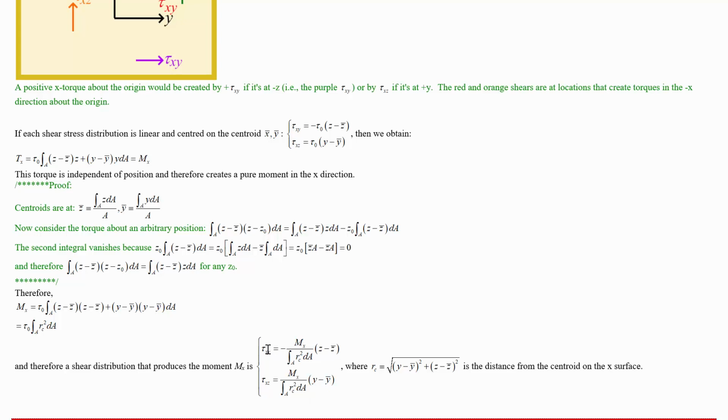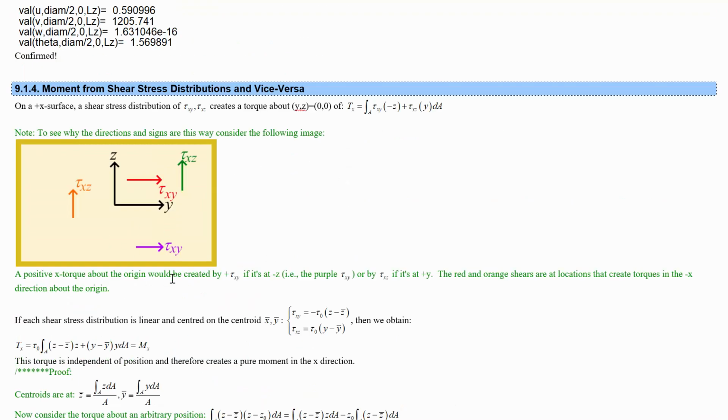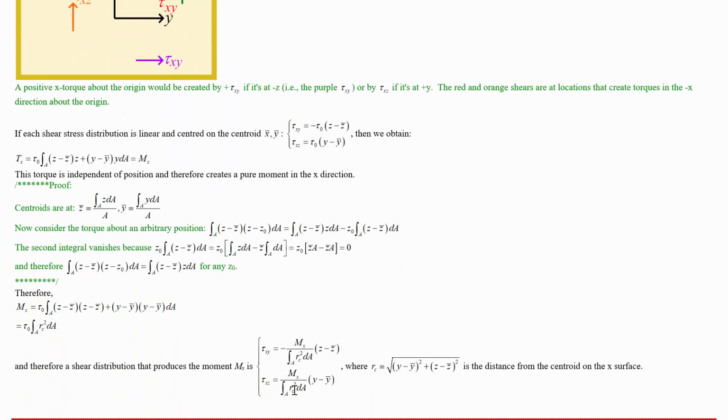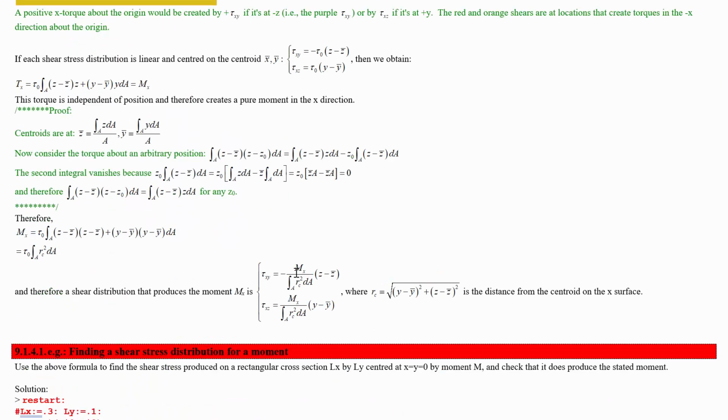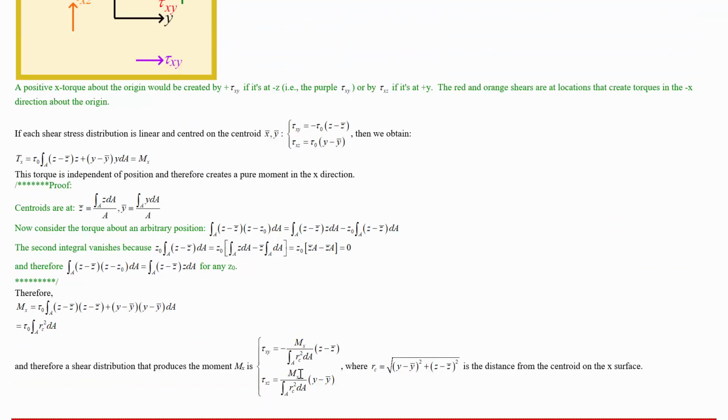So this distribution has y-directed stresses that depend on the z distance from the centroid and has this negative sign in front because of how this works. So the more negative z you're in, the more y-directed stress will produce twisting moment. And we don't have that negative here for the z-directed stress, because that z-directed stress, the one that points up, produces positive twisting moment in X depending on how positive the y value is compared to the centroid. So this is a stress distribution that will produce the twisting moment Mx on an X surface.